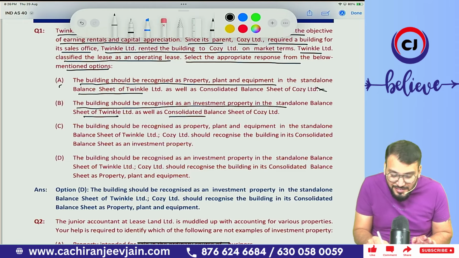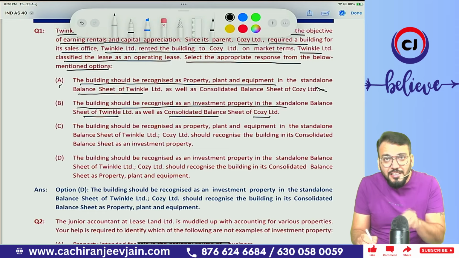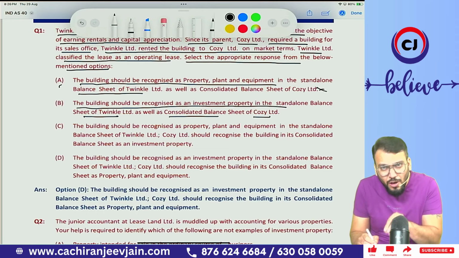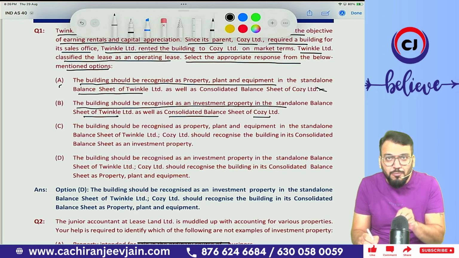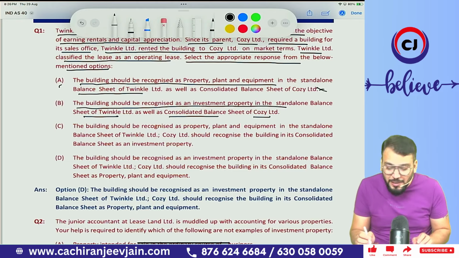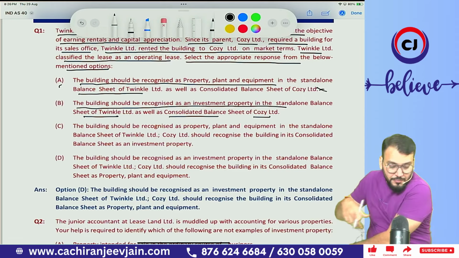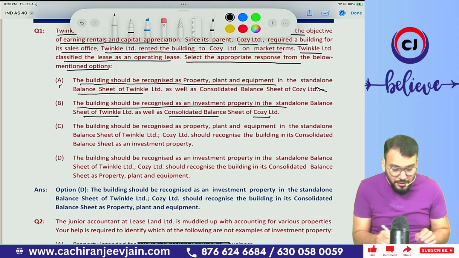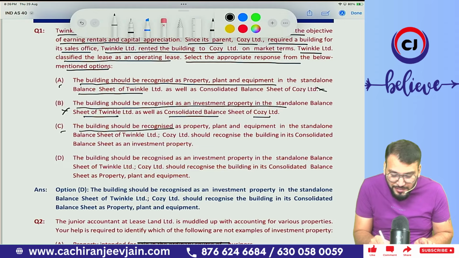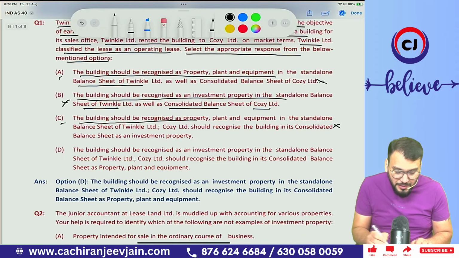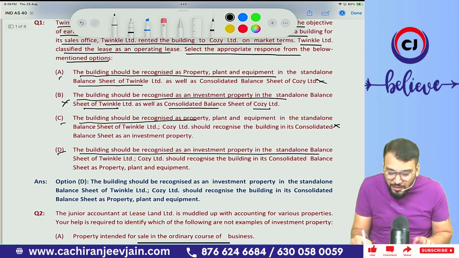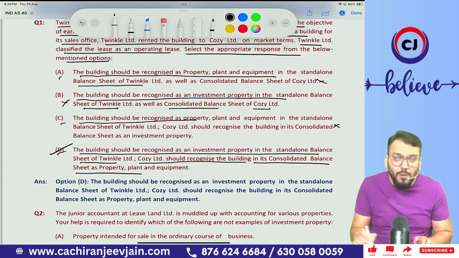This is not correct because the property is within the group and that is used for production purpose or for business purpose. That will be owner occupied property, means it will be what? A property, plant and equipment in the consolidated financial statement of the parent company. Chalega? Yes, sir. So option number B is also not correct. Option number C, the building should be recognized as PPE. This is also not correct. So option number D will be the only correct one. The building should be recognized as an investment property in the standalone balance sheet of Twinkle Limited. Koji Limited should recognize the building in the consolidated balance sheet as property, plant and equipment. Option number D is correct.